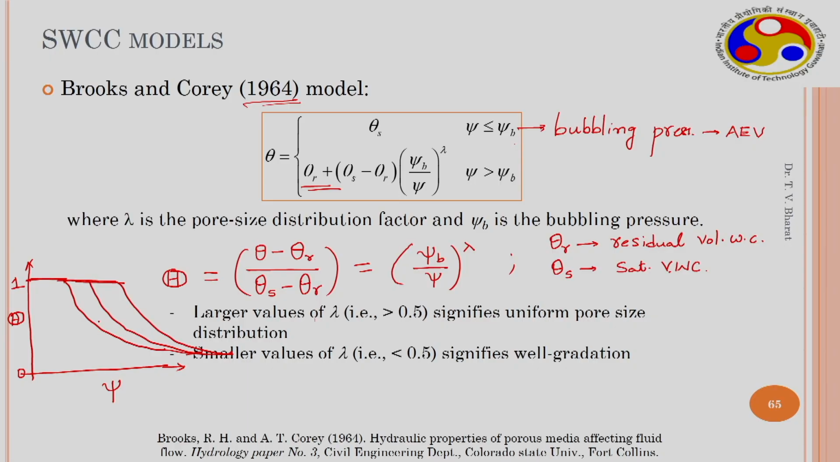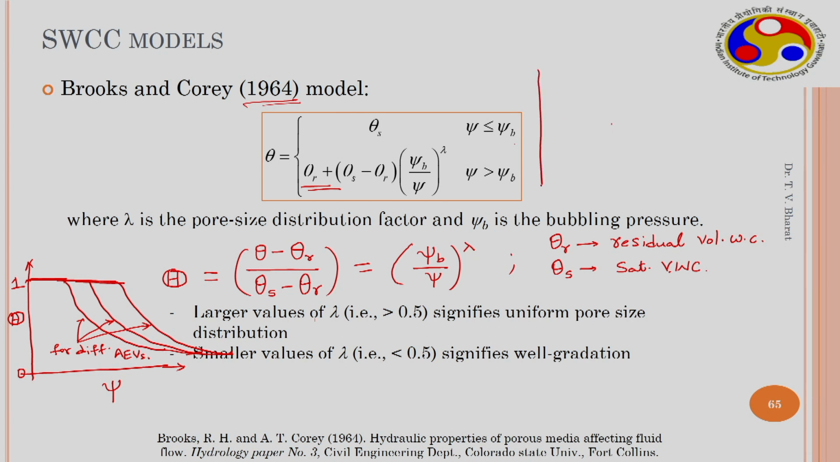So there is 1. When the suction is less than or equal to the air entry value or the bubbling pressure, theta equals theta s, therefore it equals 1. If psi or suction is more than the bubbling pressure, then the normalized volumetric water content decreases from 1. So this is how it varies. These three are for different air entry values, for different AEVs.